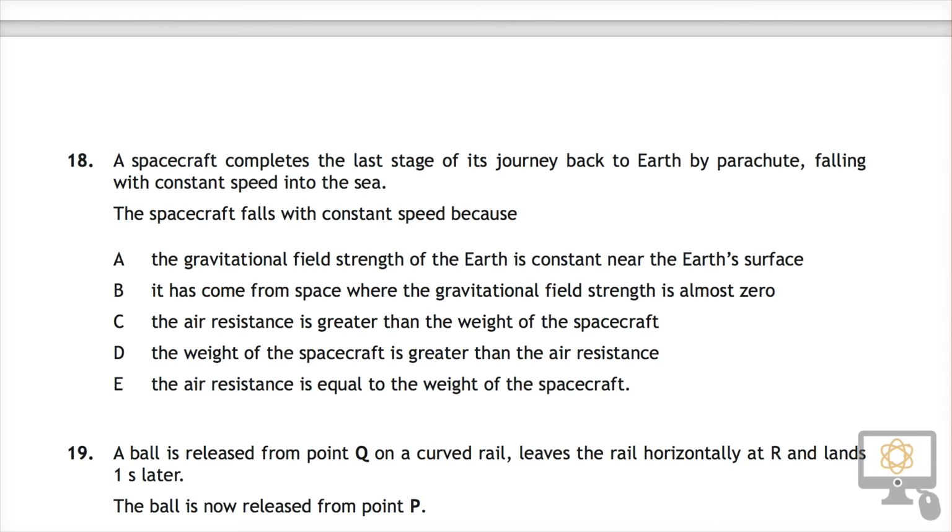Right, so there's a list of possible options here, so let's just go through them and see which one is correct. A: The gravitational field strength of the Earth is constant near the Earth's surface. That's true, but I don't really know how relevant it is to this question, so I'm just going to put an X against A. B: It has come from space where the gravitational field strength is almost zero. Again, this relates to the spacecraft falling with constant speed using a parachute, so I'm not really sure that that relates to this question either.